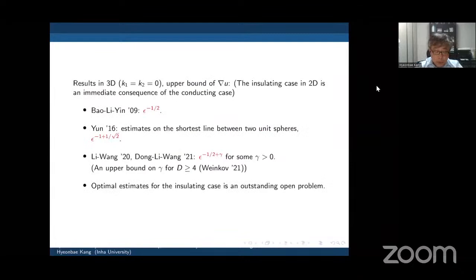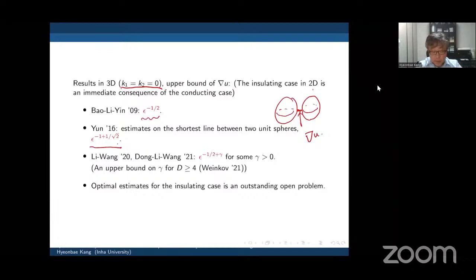The 3D insulating case. The 2D insulating case is just the same as the conducting case because of the existence of harmonic conjugates. But the 3D case is completely different, and only partial or non-optimal results have been obtained. Yan Yan Li proved that even in this case, the gradient is bounded by epsilon to the minus 1/2. But Yun proved that for two spherical inclusions of the same radius, considering the shortest straight line in between, he made the estimates of the gradient of U on this line. And he proved that it blows up like epsilon to the minus 1/2. This is smaller than minus 1/2. Okay.